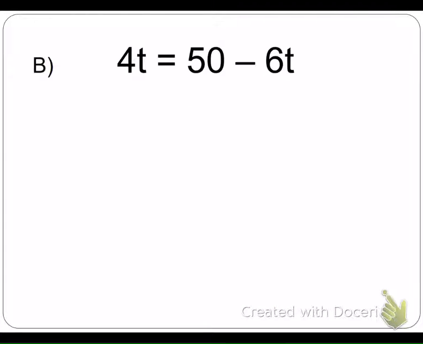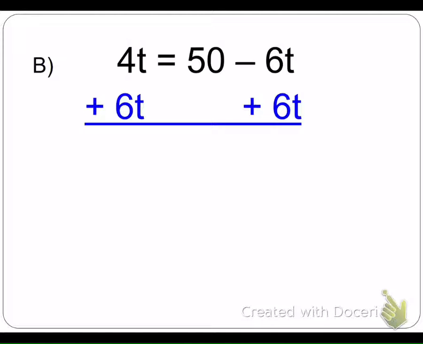All right, here's part B. Which one do you think we should go for? Good, and how would you move a negative or a minus 6t? You add 6t to both sides. Good.